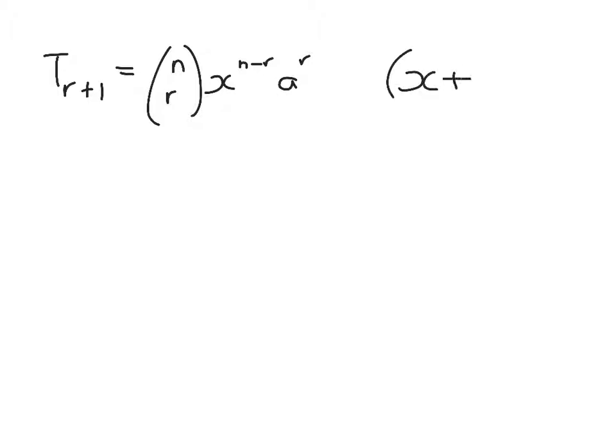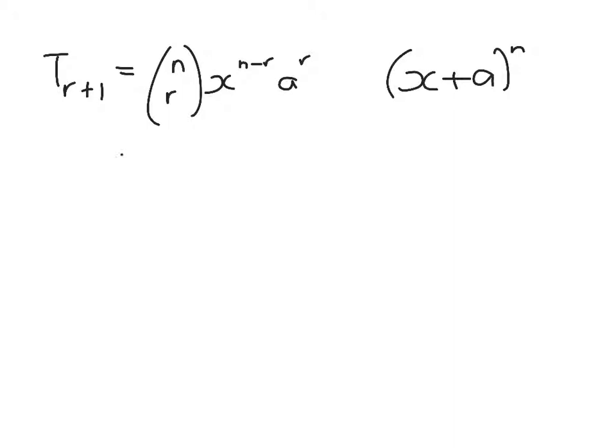Right, so the general term in a binomial expansion is this: t r plus 1 is going to equal n choose r times x to the n minus r, a to the r. So that's for the expansion, I should have put this, of x plus a to the power of n.